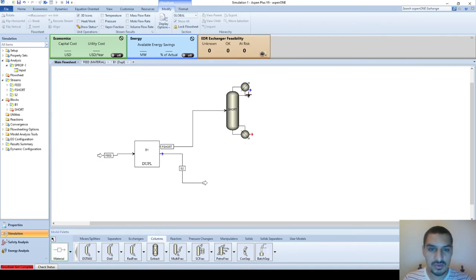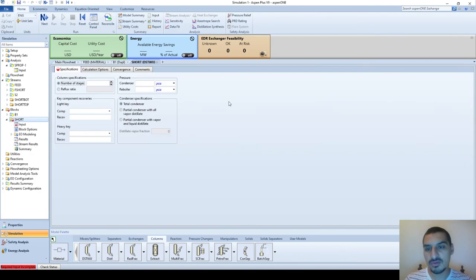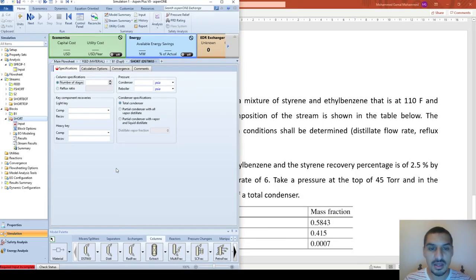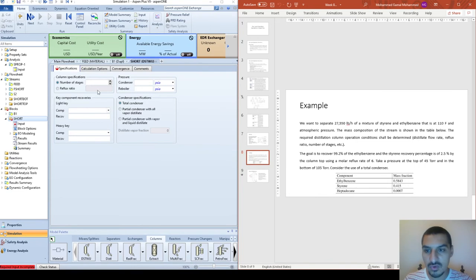By short I mean the shortcut method, and you have to connect the short top and short bottom, and let's see what information we have. So here are all the inputs that I need to define. They're not a lot of information. I'm gonna put them side by side so you can see which information will go which.